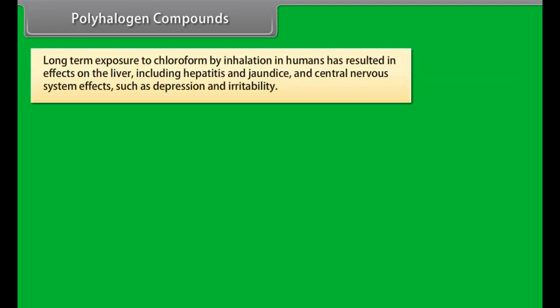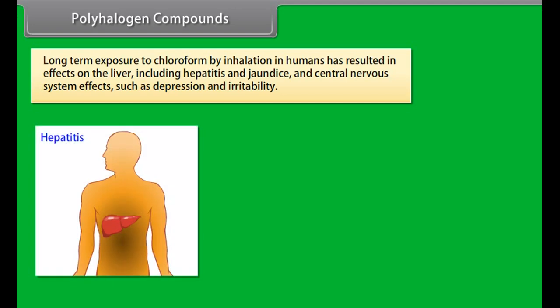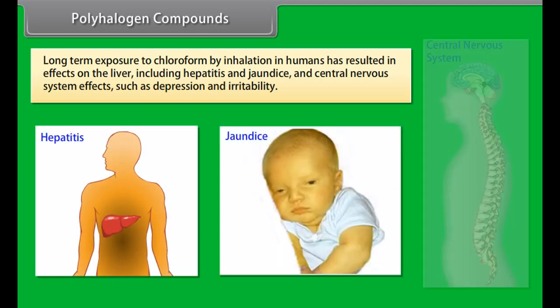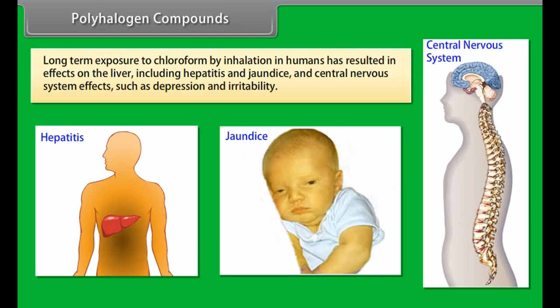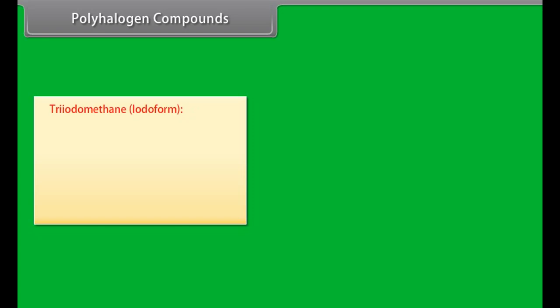Long-term exposure to chloroform by inhalation in humans has resulted in effects on the liver, including hepatitis and jaundice, and central nervous system effects such as depression and irritability. Polyhalogen compounds. Triiodomethane, iodoform.